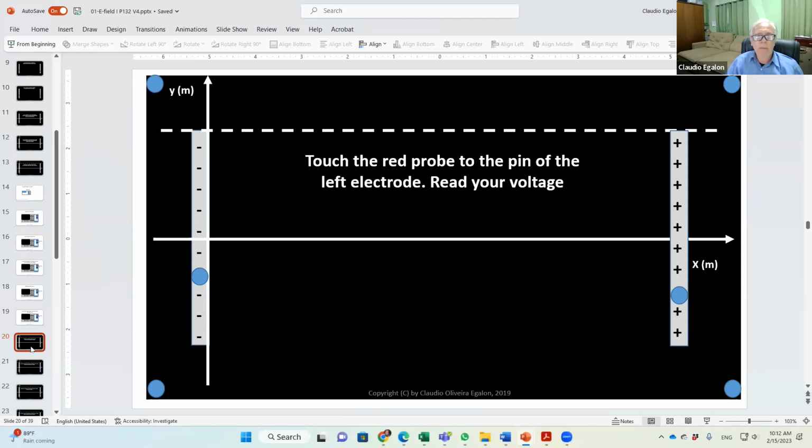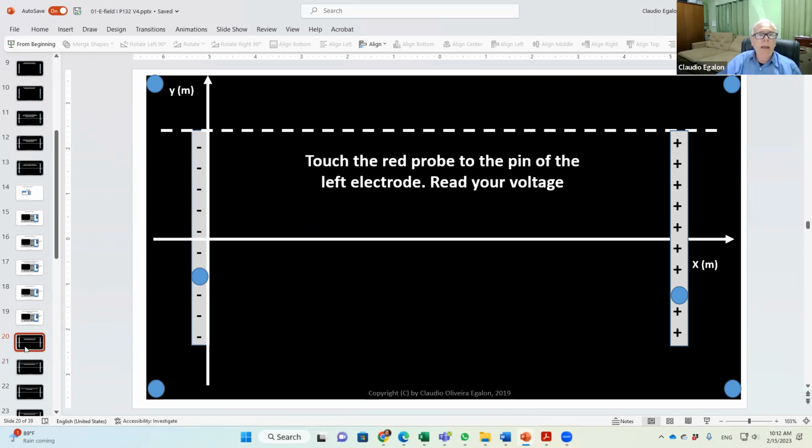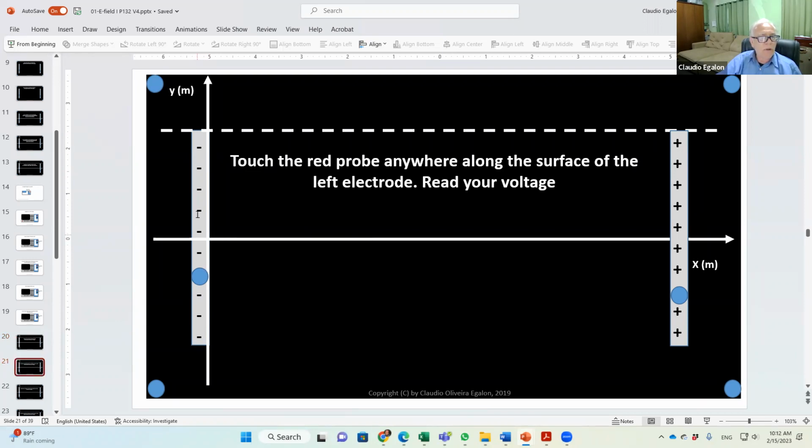We're ready to perform the experiment. Touch the red probe to the pin of the left electrode. Okay, when we do that, because this electrode is set at 0 volts, my reading should be 0 volts as well. We didn't start the experiment yet. We're just doing a check, checking out the equipment, making sure it's working properly. And then touch the red probe anywhere along the surface of the left electrode. Let's see, touch the red probe to the pin. Okay, and then along the surface, you're going to read 0 both here and here.